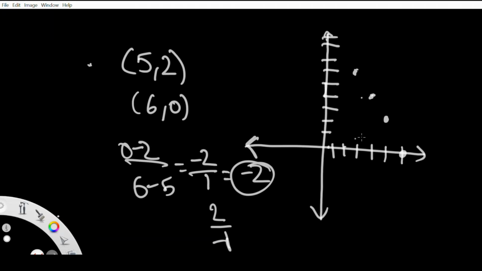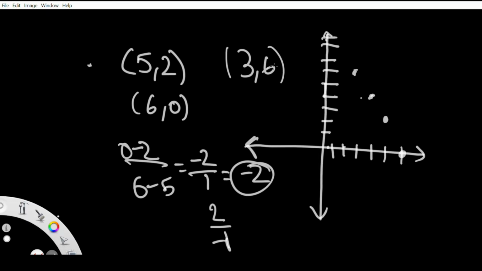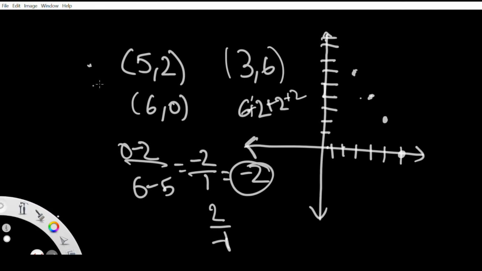So if we take this point, which is 3, 1, 2, 3, 4, 5, 6. So we have 3, 6. And then we could do 6 plus 2 plus 2, going up here once, twice, and thrice. So 6 plus 2 and a 3, which is 6, so 12. So our y-intercept would be 0, 12.